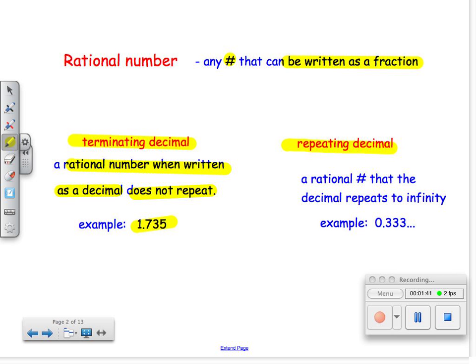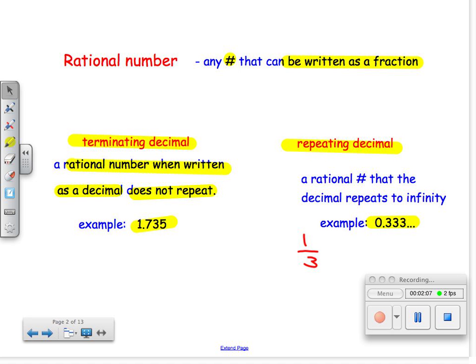A repeating decimal is a rational number that the decimal repeats to infinity. And an example would be 0.333333333, which, written as a fraction, is 1/3. Remember, well, we'll get into that in just a minute. Okay.